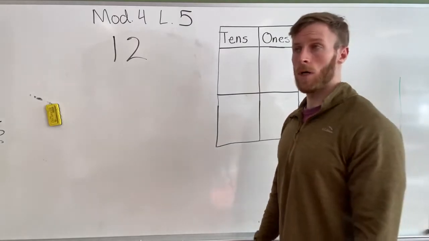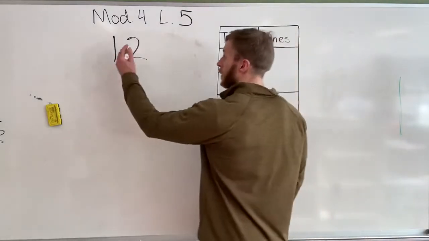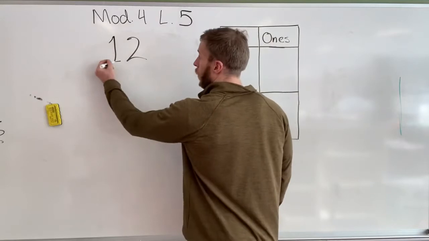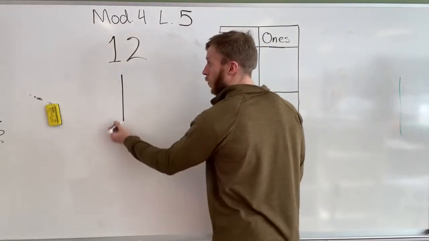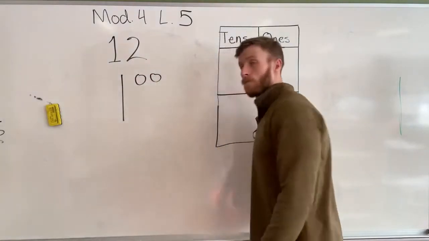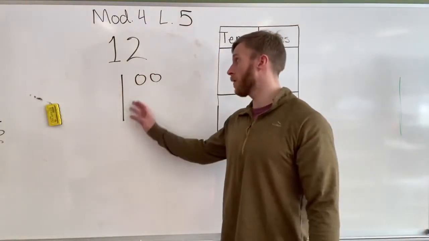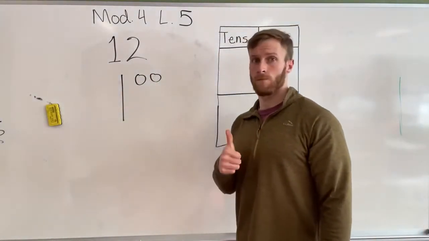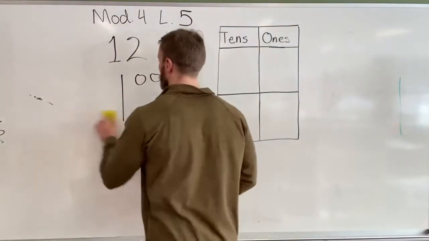2, 1, 0. Okay, look at my picture. We have 1, 10, so I'm going to draw 1 10 stick, 2 ones, 1, 2. There's my 2 ones. So we go 10, 11, 12. Getting it? Let's try another one.